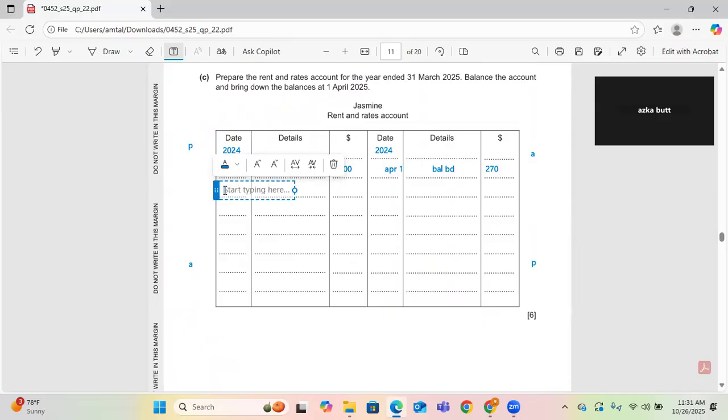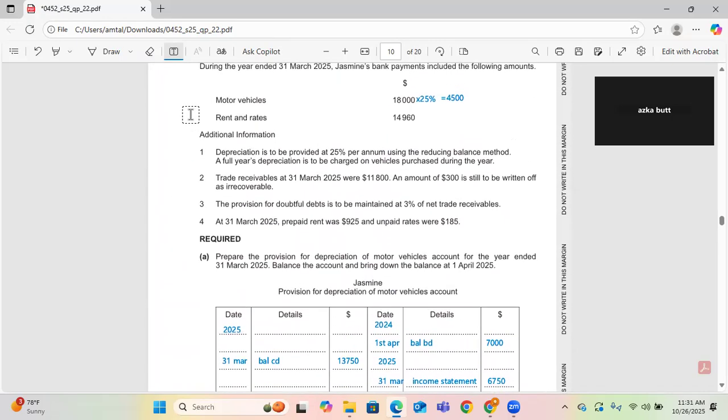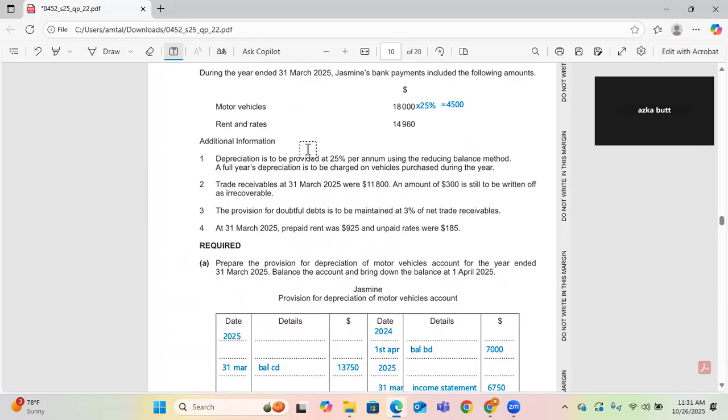And it happened on the year end, 31st March 2025, the bank entry. So this is 14,960. Okay, done. Now let's see. Okay, then done.